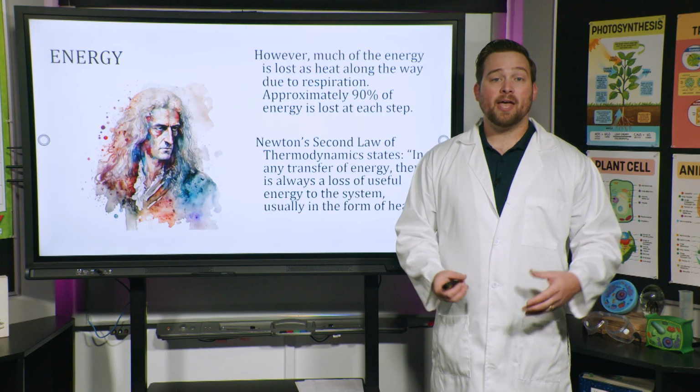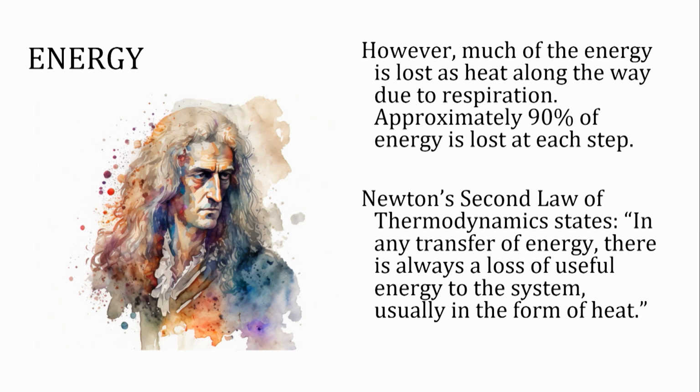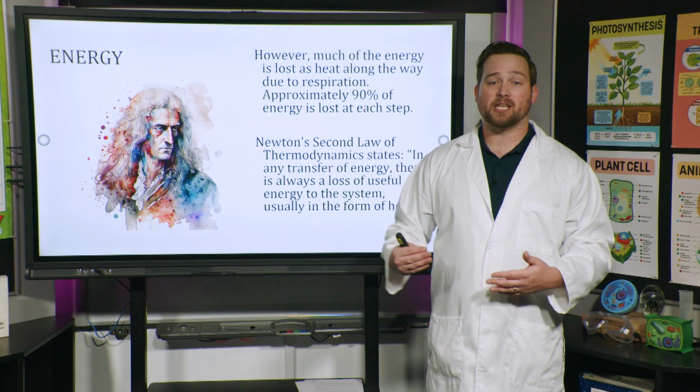Energy: this all comes from a guy called Isaac Newton. He had these laws of thermodynamics. Most of the energy is actually lost as heat along the way. About 90% every time we went from the sun to producers and then producers to consumers, every time we hit one of those different steps, we lose about 90% of the energy along the way. A lot of that energy is lost as heat.